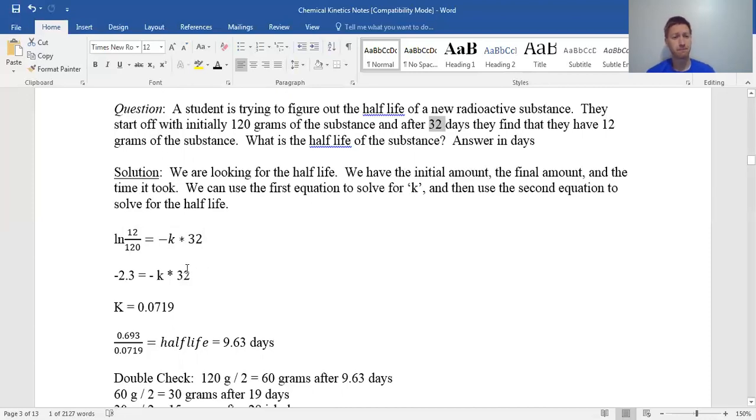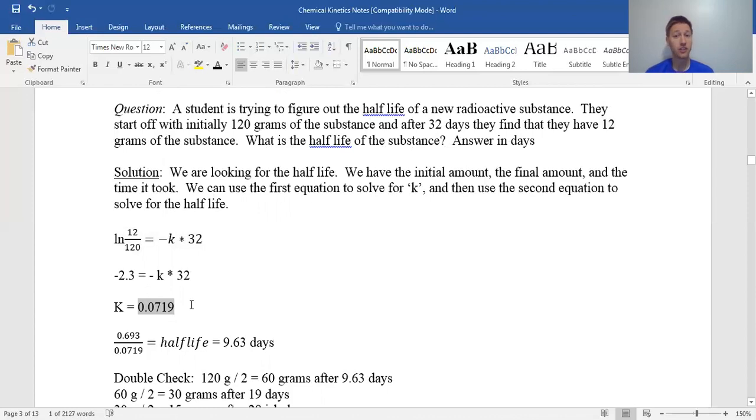So anyway, ln, so we're going to take natural log of how much we had now, which is we have just 12 at the end. The original was 120, so natural log of 12 over 120 equals negative K, which is some constant for the reaction, and then this here is the time, 32. Solving for K, K is this, 0.0719. That is the rate of the reaction. And since we did this with days, this K constant would be in terms of days too.